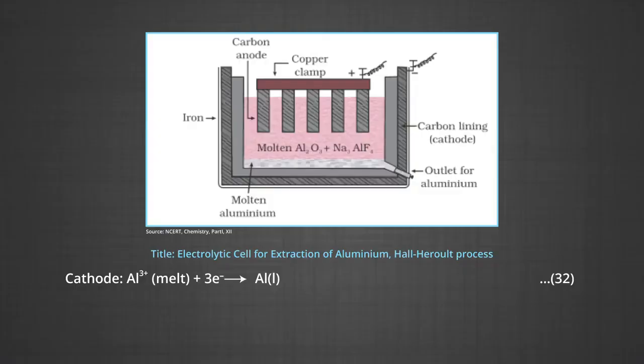The electrolytic reactions are at cathode, aluminium 3 plus ions which are there in the melt combine with 3 electrons to give aluminium metal. At anode, coke reacts with oxide from the melt to form carbon monoxide and releases 2 electrons.